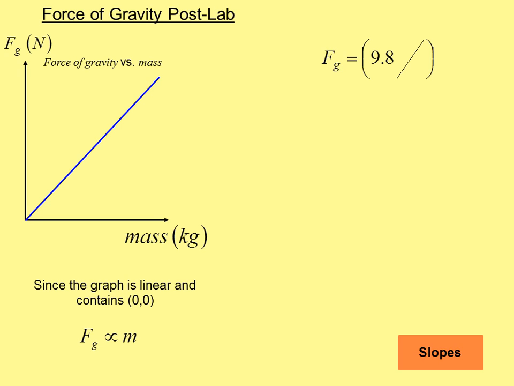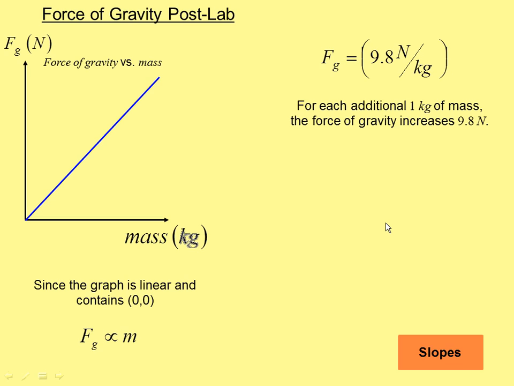The units for slope come right from how we find slope, rise, which is in units of newtons, over run, which are units of kilograms. Now, what does that slope tell you? Again, remember, this is the slope of a graph of force of gravity versus mass. Well, remember, slopes give you rates of change. They tell you how much one variable changes with a change in the other variable. So, this is saying for every 1 kilogram change in mass, the force of gravity went up by 9.8 newtons. So here's the meaning of the slope. For each additional 1 kilogram of mass, the force of gravity increases 9.8 newtons.